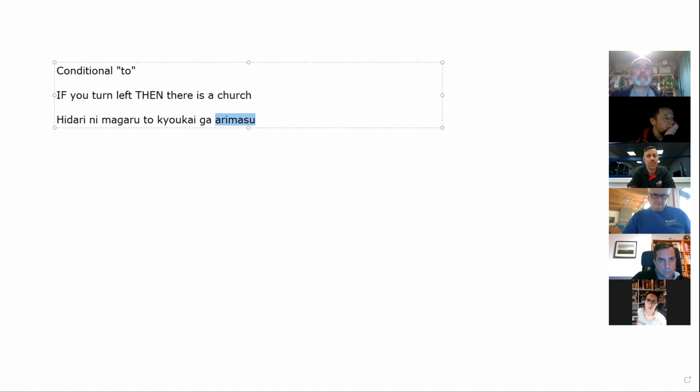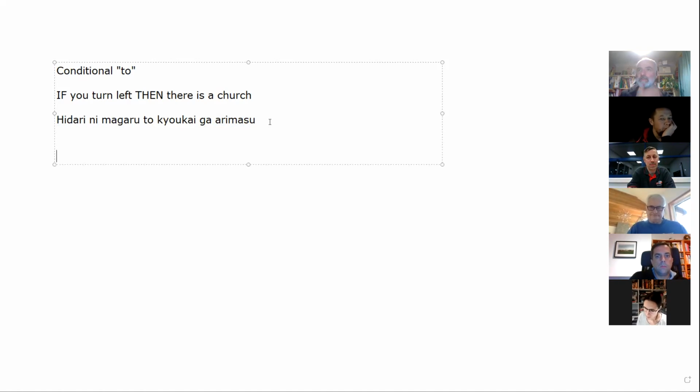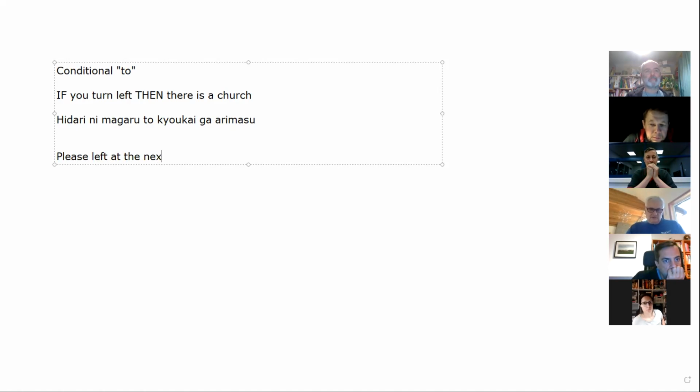Okay. Now, we're going to do giving directions for the first half of this lesson, maybe the first 30 minutes. So the way that we do this, there's a few bits of grammar that I want to run by you. If you're in a car and you want to say, please turn left at the next corner, then it's slightly different in Japanese.